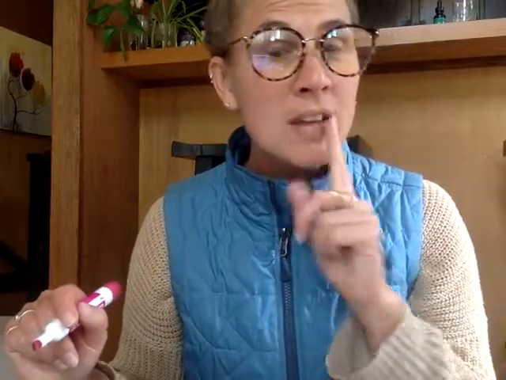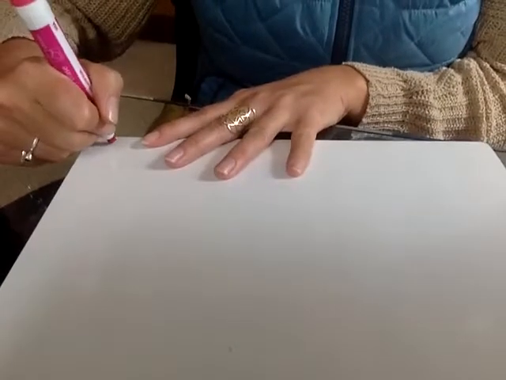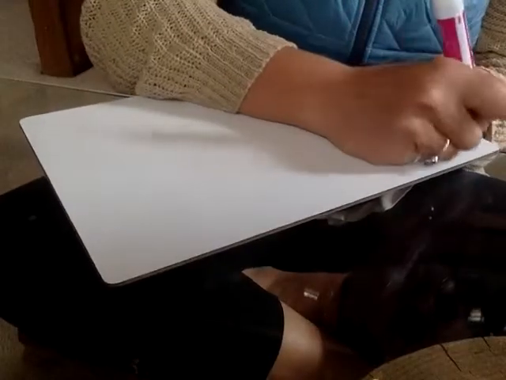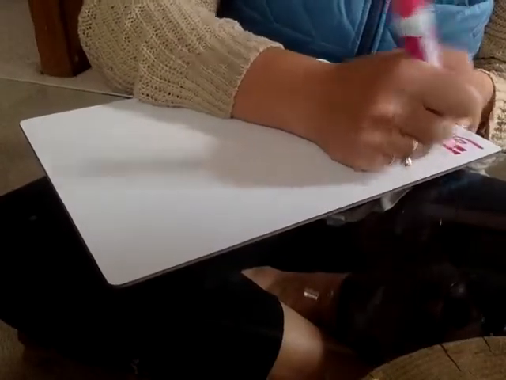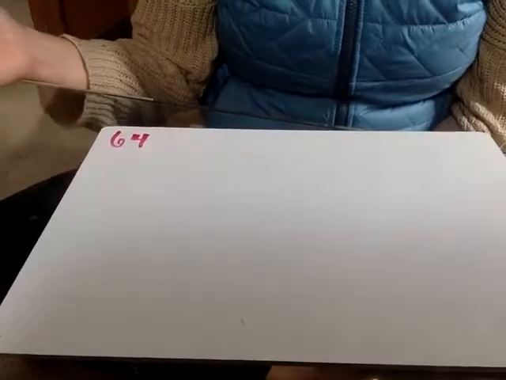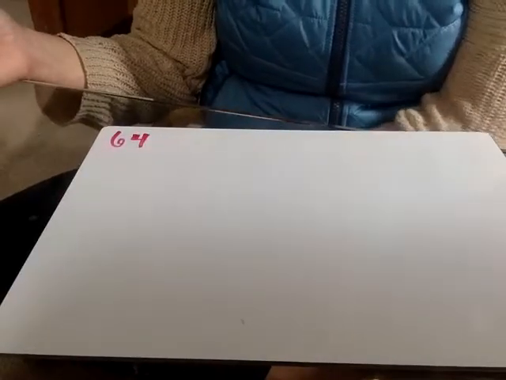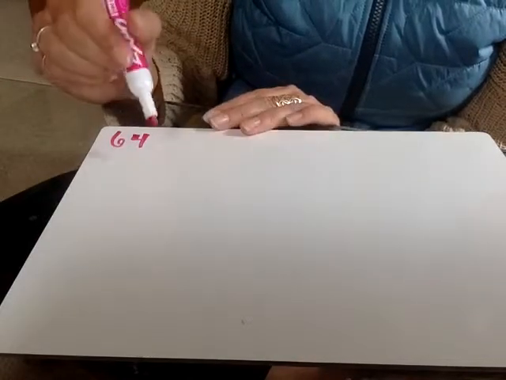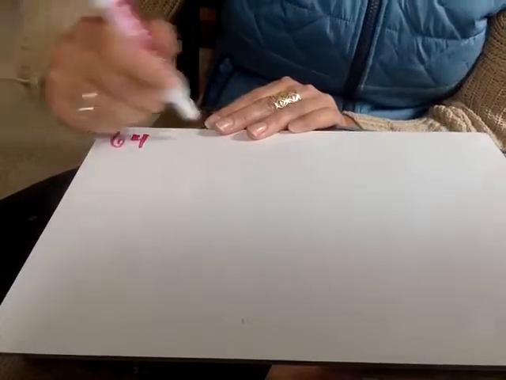Okay, now let's try writing. What was that number again? Do you remember? 64 using groups of 5. So I'm going to first write 64 at the top. 64. And then we are going to practice using groups of 5 to make groups of 10, and then draw 64 using tally marks.